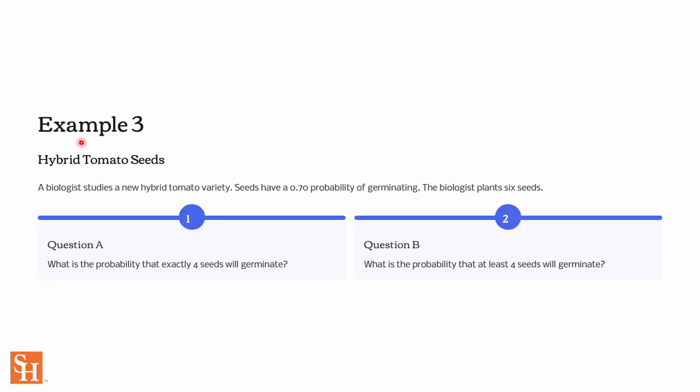So here, let's look into another problem. A biologist plants a new variety of tomato seeds, and the germination rate of the tomato seeds is 70%, and the biologist planted exactly 6 seeds, and he's interested to know the following probabilities. What is the probability that exactly 4 seeds will germinate, and what is the probability that at least 4 seeds will germinate?